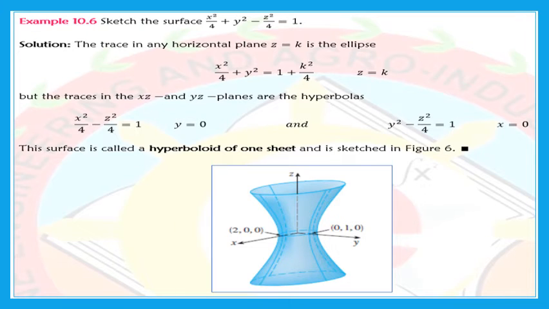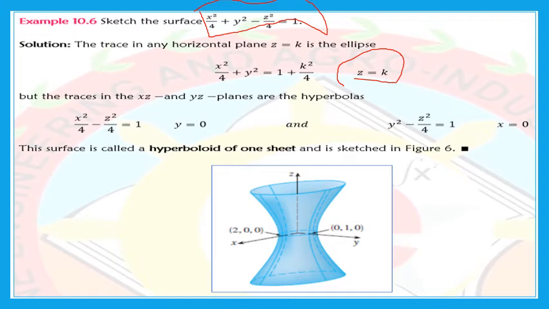Another example, class: sketch the graph or sketch the surface x squared over 4 plus y squared minus z squared over 4 equals 1. So, ito yung given natin. The surface. So, the trace in any horizontal plane at z equals k is the ellipse. Kung z is equal to k, ellipse yung makukuha natin, di ba? Okay. That is x squared over 4 plus y squared equals 1 plus k squared over 4, at z equals k.